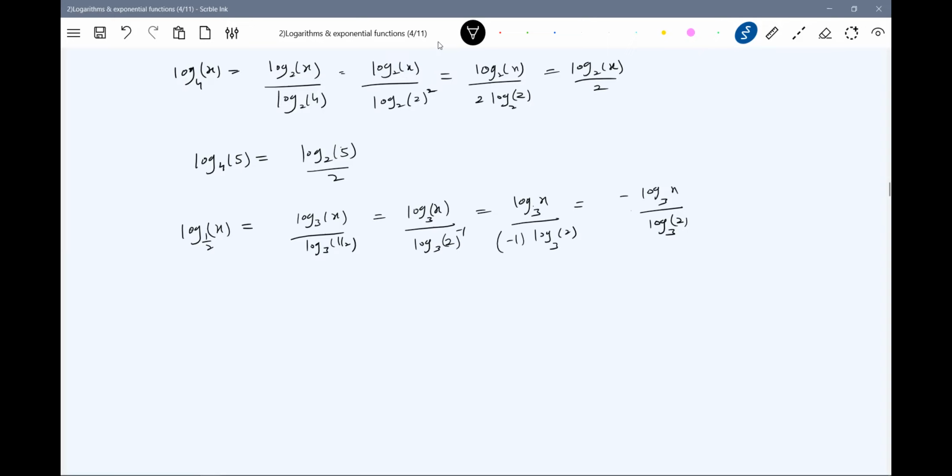Okay, we got this one. So do we know the value of log 2 to the base 3? This will be very difficult, again very difficult to find out, very difficult to simplify it.